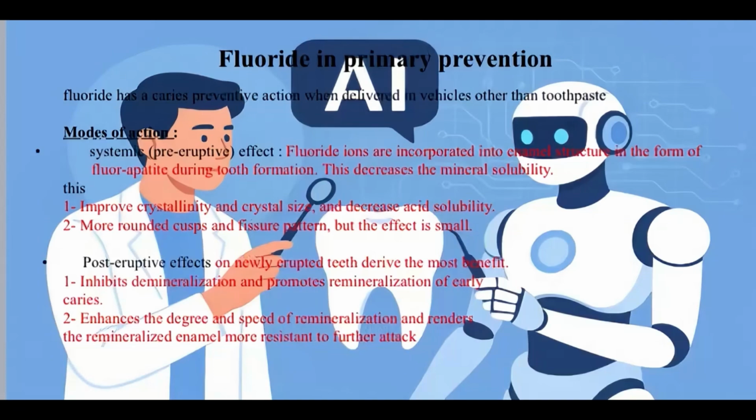Modes of action: systemic, pre-eruptive effect. 1. Fluoride ions are incorporated into enamel structure in the form of fluorapatite during tooth formation. This decreases the mineral solubility, improves crystallinity and crystal size, and decreases acid solubility. 2. More rounded cusps and fissure pattern, but the effect is small.